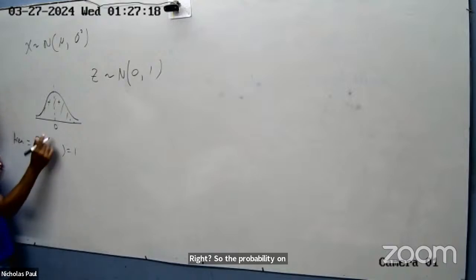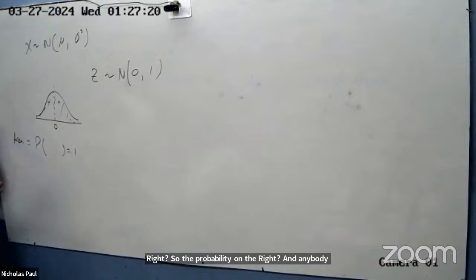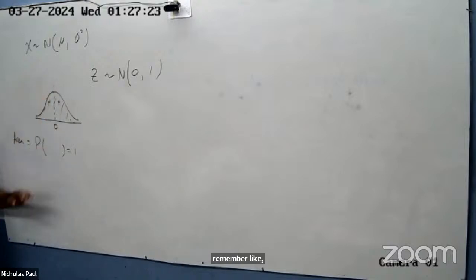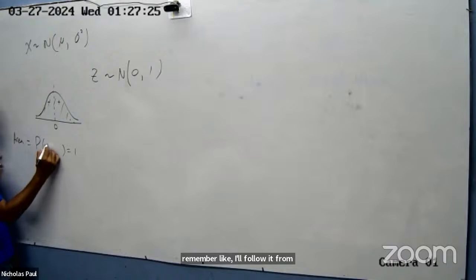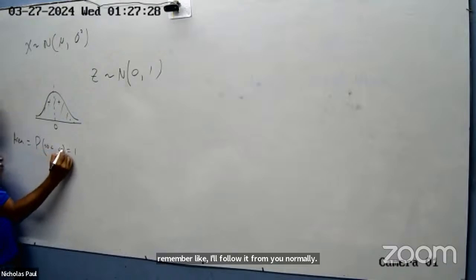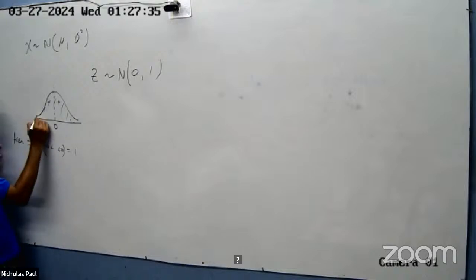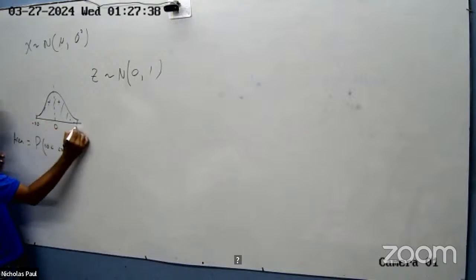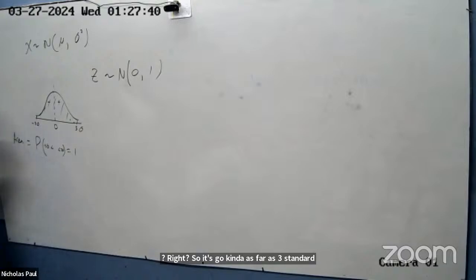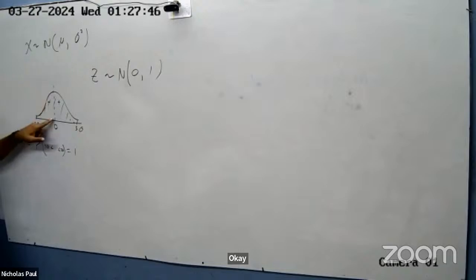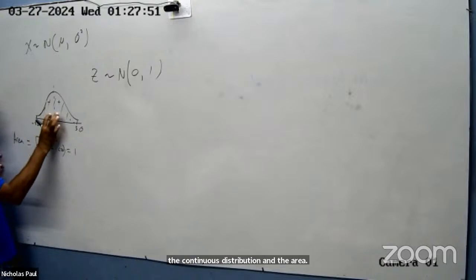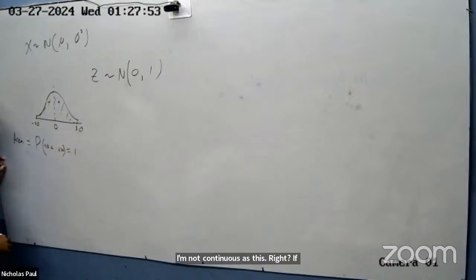And anybody remember how far away from the mean the normal goes? Three standard deviations. Any value beyond that, you wouldn't get anything. So it goes as far as 3 standard deviations. Okay? Anyway, so that's the area. You should know about the continuous distribution, and the area under the continuous is this. If you go on to do stats later on, you will get to integrate this and actually work out those values.